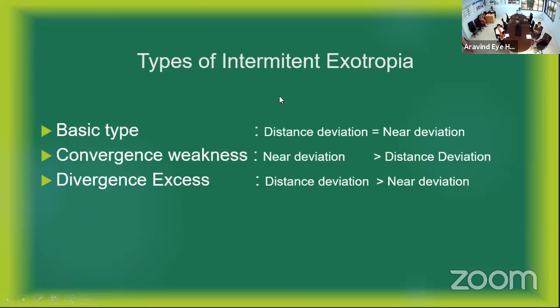These are the types of intermittent exotropia. To put it very plainly, we have a basic type where the distance deviation and the near deviation are equal. In convergence weakness, there is less convergence, so the near deviation is more. In divergence excess, where the divergence is more, the distant deviation is more. So these are the three basic types.